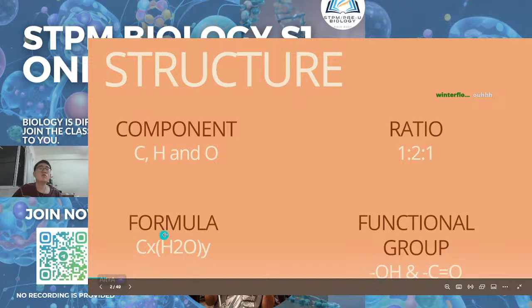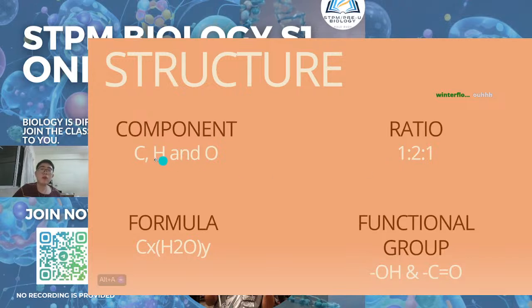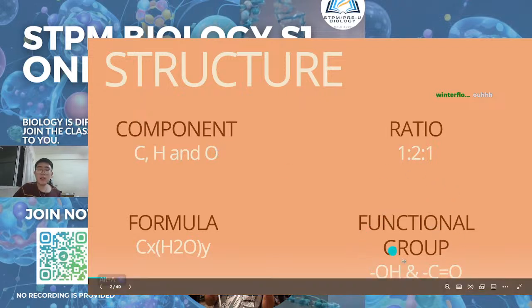CxH2OY. So this is the general formula, and the ratio is about 1 to 1: one carbon and one oxygen to two hydrogen. So when there is one carbon, hydrogen must be 2, and oxygen only has 1. And normally there are 2 functional groups, the hydroxyl group and the carbonyl group. Okay.